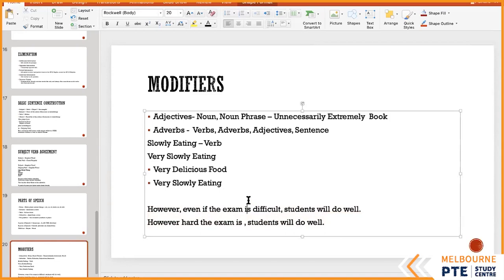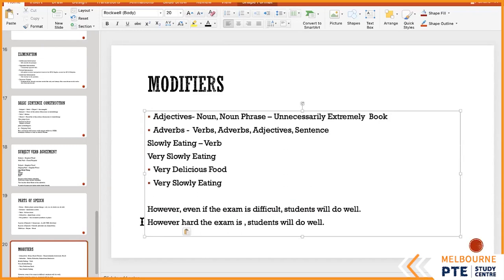Okay, if I have to pick one, which adverb is modifying a sentence? The first one or the second one? The first one. How? If I take out this "however," is this still a sentence? Yes. So the purpose of this "however" is just to modify that sentence. If I take out this "however," it will not make sense.